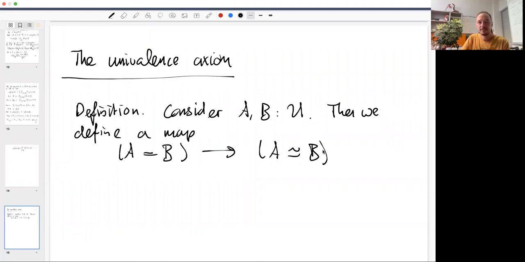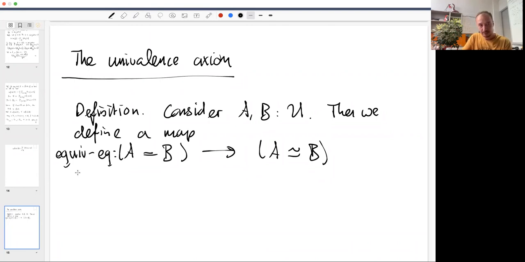Such a map we can always define whenever we have on the right-hand side a reflexive relation. Then we can do path induction on the identifications and use reflexivity to say where refl should go. In this case, we know that equivalences form a reflexive relation because we always have the identity equivalence. So we can define this map, and let's also give it a name. It's the equivalence obtained from an equality. This is the name of that map that I use in the book.